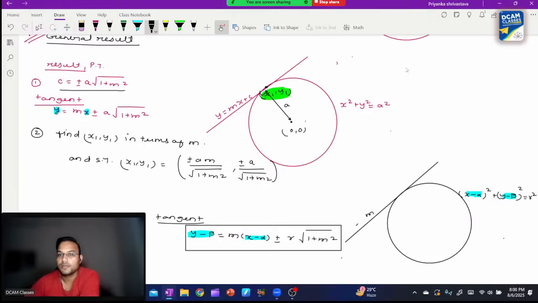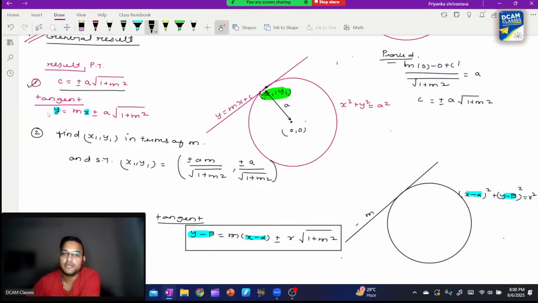So |m into 0 minus 0 plus c| by root over 1 plus m square is equal to a. So c will be equal to plus or minus a root over 1 plus m square. Proved. This is proved.